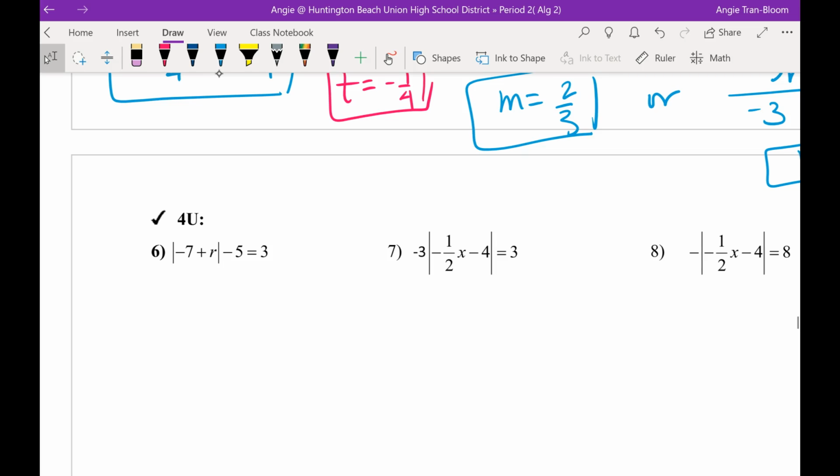Minus 7 to both sides. 8 minus 7 is 1. R equals -1. Let's check it really quickly. Absolute value of -7 minus 1, minus 5, equals 3? Guys, what's -7 minus 1? -8. Absolute value of -8? 8 minus 5 equals 3? True or false? True. So can I keep both? I forgot the absolute value. No, always plug it back into the original.